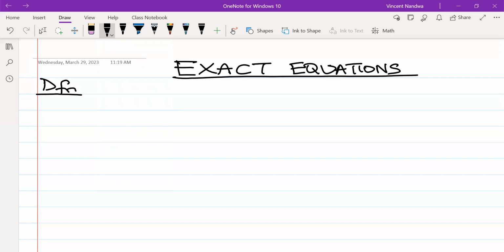A first order differential equation of the form, or that can be written in the form M dx plus N dy equals 0, such that M dx plus N dy equals partial f partial x dx plus partial f partial y dy for some arbitrary function f, is called an exact differential equation.